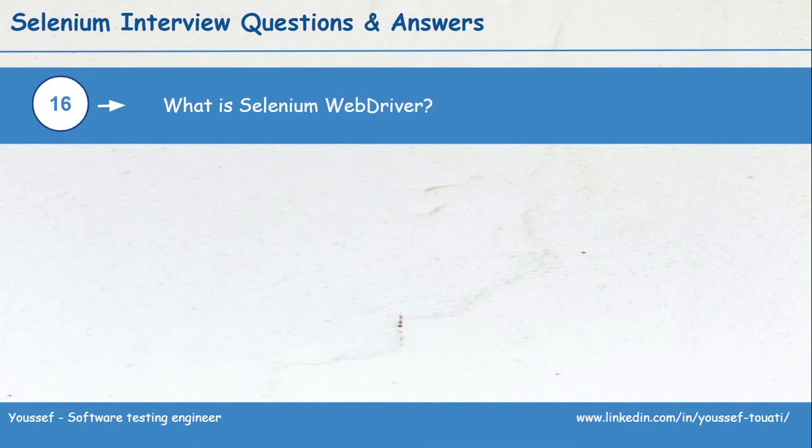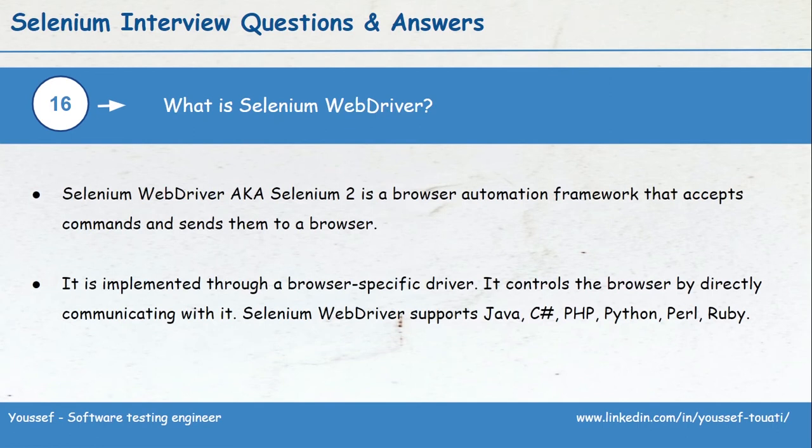So now we will see what is Selenium WebDriver. If the interviewer asks you this, you can answer: Selenium WebDriver, also known as Selenium 2, is a browser automation framework that accepts commands and sends them to a browser. It is implemented through a browser-specific driver. It controls the browser by directly communicating with it. Selenium WebDriver supports Java, C#, PHP, Python, Perl, and Ruby.